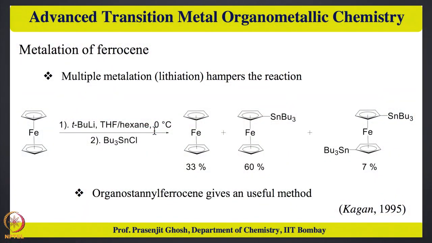So, in this perspective, finding a controlled lithiation of the Cp ring was of utmost interest, and that was the need of the day. The solution to this arises via the stannyl derivative, which is shown over here. So, the metallation of ferrocene is hampered by multiple lithiation, and as a recourse to this, organostannyl ferrocenyl compounds are often used.